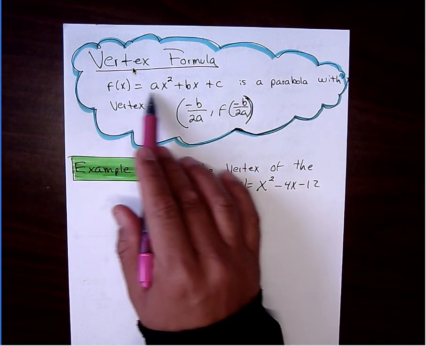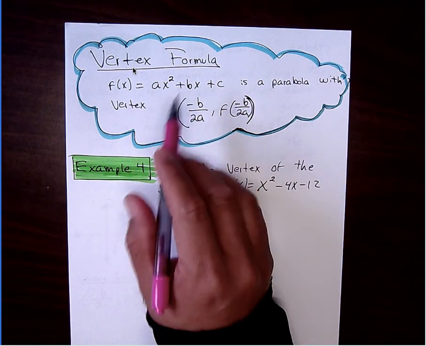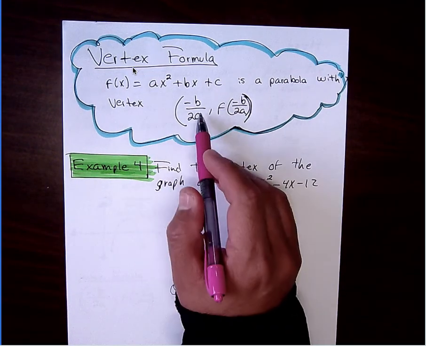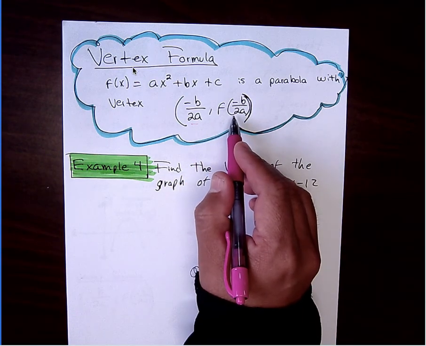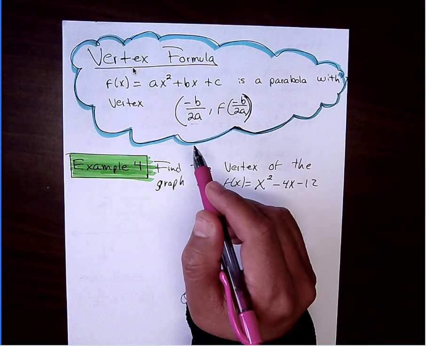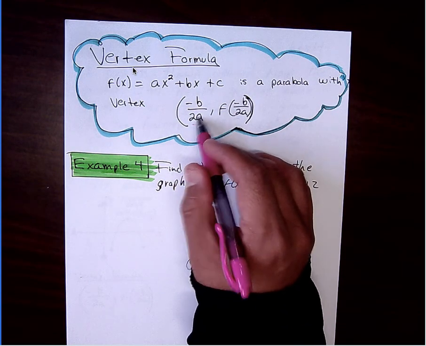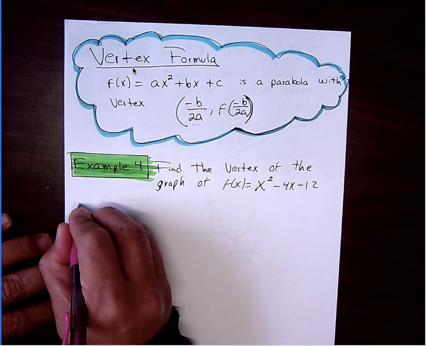So if you're given this, it's a parabola. It's in this standard form. And if you want to find the vertex, that's the formula right here. This one right here. So you would have to find the x value, the h value of the vertex, and then after that you can find the y value. So we're going to be using this.